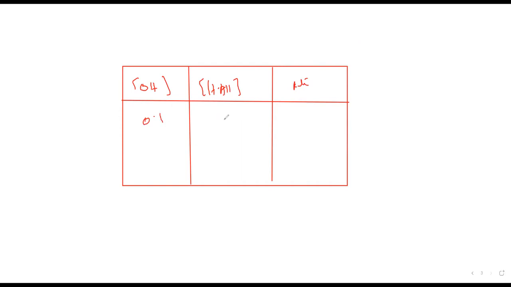Like if this is 0.1, this is 0.1, the rate is 2. We double the concentration of OH, the rate remains the same. But if we double the concentration of halogen alkane, the rate also doubles. So it shows that the rate only depends on the concentration of halogen alkane but does not depend on OH. So it will be an SN1 reaction, which occurs in tertiary compounds.